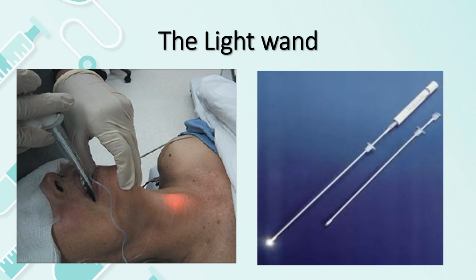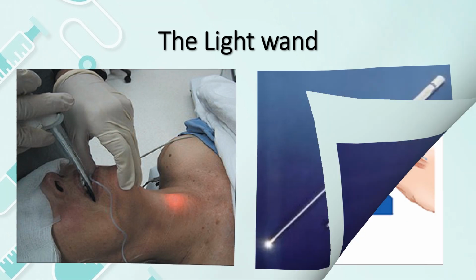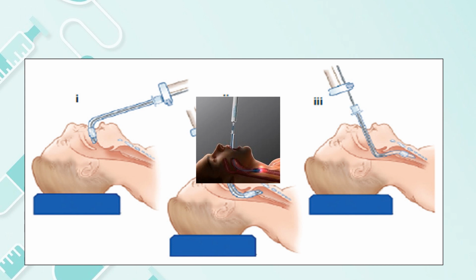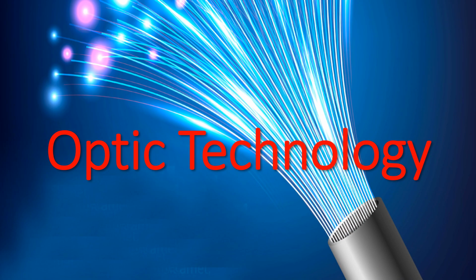The light wand is another kind of stylet that uses a light in its tip. It was used previously, very commonly. What we do is put it in shape and look for the light from the outside. When the light is in the proper position, then the tube is at the vocal cords or in its desired position. Now, it is not very commonly used.